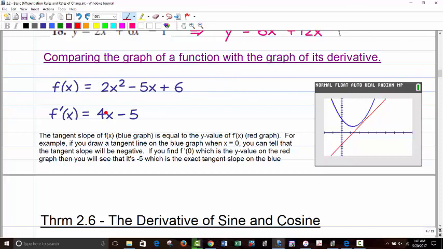So I put these two functions in the graphing calculator. That's the derivative: 2x squared would be 4x, minus 5x would be minus 5, and 6 would be 0. So the parabola is the original function. The line is the derivative. Now, I've said down here that since the derivative function represents the slope of the tangent line of the original function's graph, that means anywhere you draw a point on the blue graph and want to know the value of the tangent line, it would be whatever the y value is on the derivative graph.